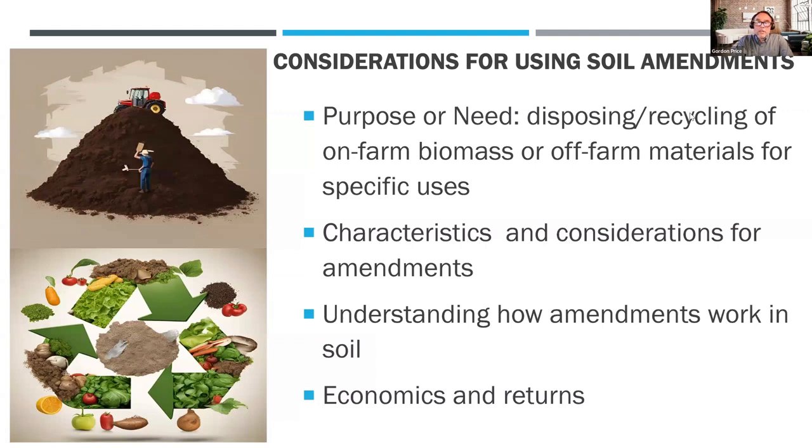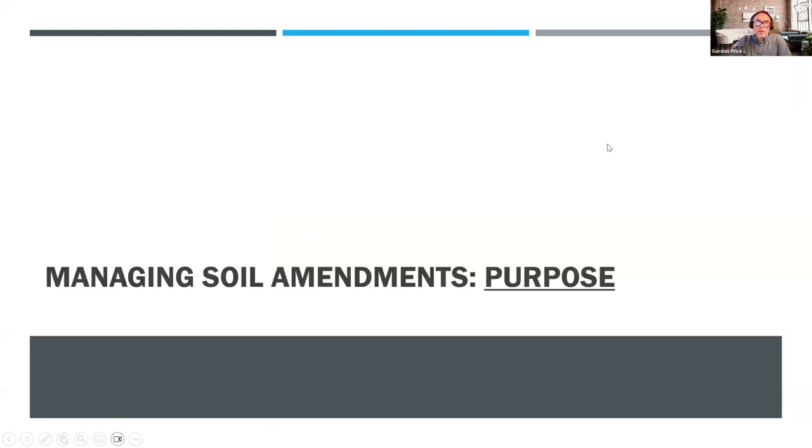Some of the considerations that I'm going to try to go over today with respect to soil amendments are purpose or need. Purpose and need for soil amendments may involve disposing or recycling of on-farm biomass or off-farm materials that are being brought in for specific uses on the farm. In addition, there are specific characteristics around soil amendments and considerations around their use that need to come into play when you're looking at management. In order to do that, we need to understand a little bit of how soil amendments work, and in particular how they work in the soil. And I'm going to cover off a very general calculation commentary on economics and potential returns associated with the purposeful use of soil amendments. So I'm going to start talking a little bit around purpose.